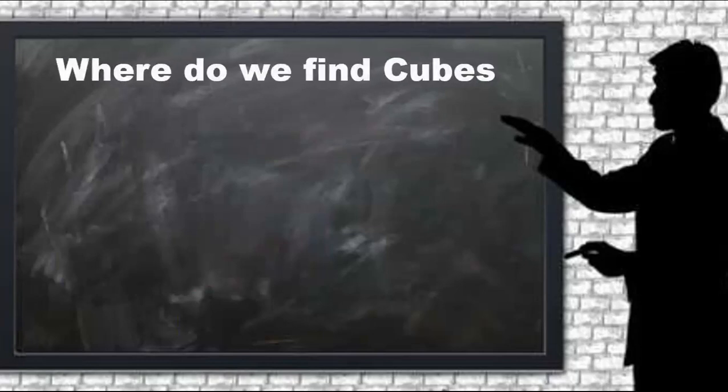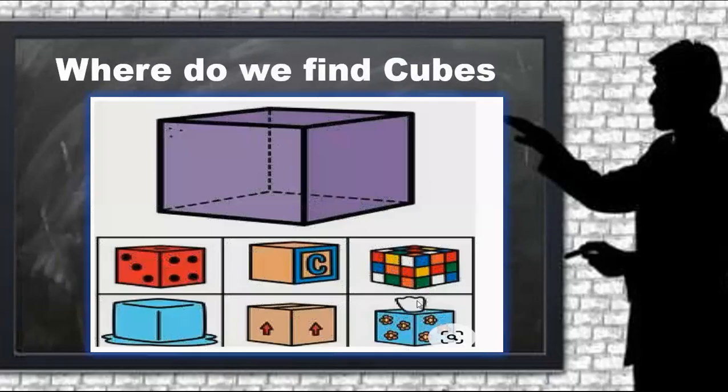Where do we find cubes in everyday life? We can see there are so many different cubes in everyday life: a Rubik's cube, a tissue box, an ice cube, a toy block, a dice, and a simple box.